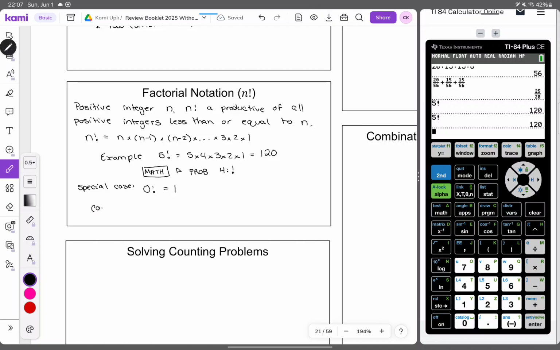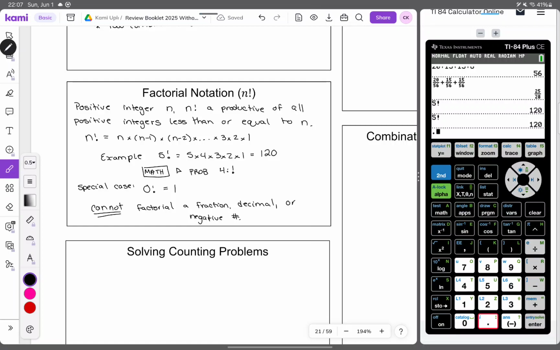And you cannot factorial a fraction, a decimal, or a negative number, because none of these can I count down to 1.